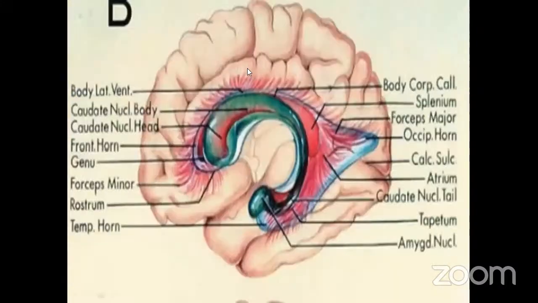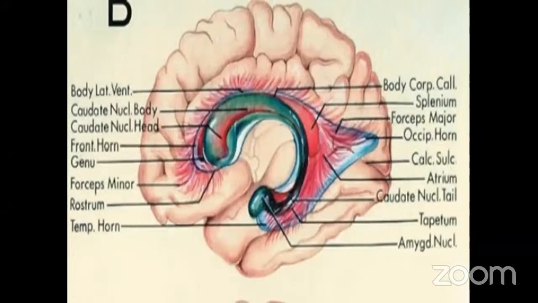So in this picture, two other structures have been added. The one structure is this green colored structure, which was not in the last picture. This green colored structure is actually the caudate nucleus, which is a part of the basal ganglia. The other basal ganglia being the putamen and globus pallidus.